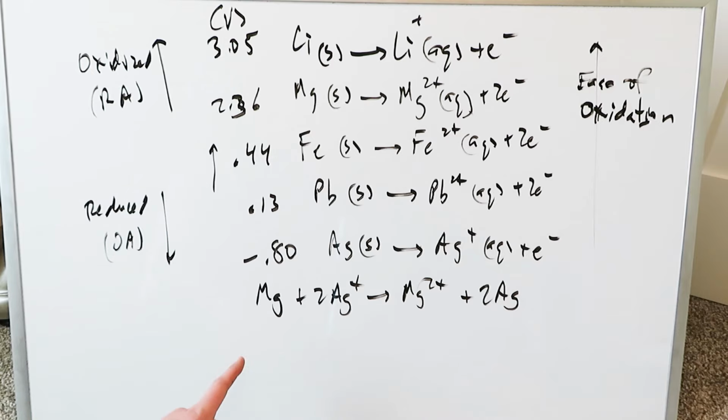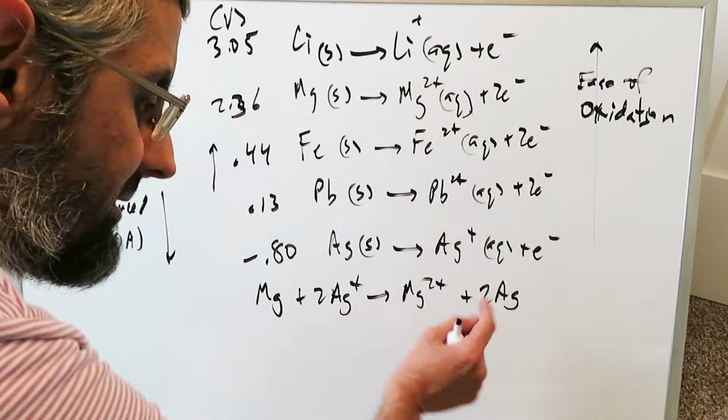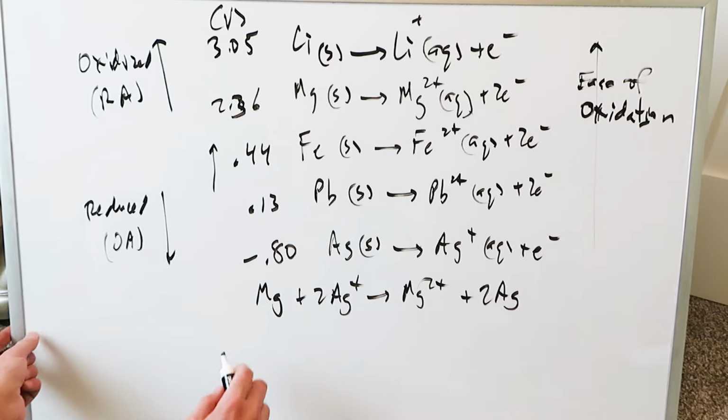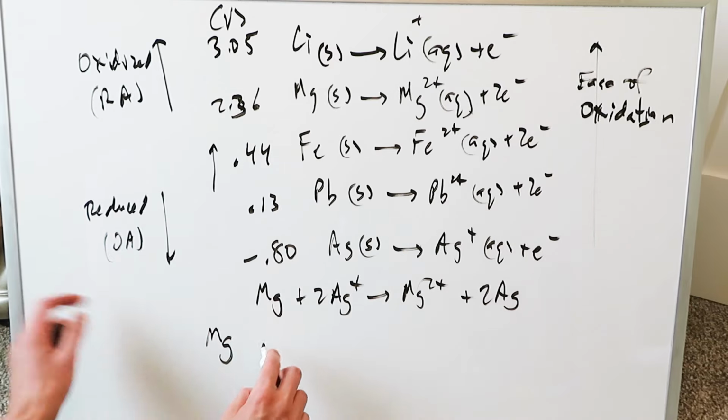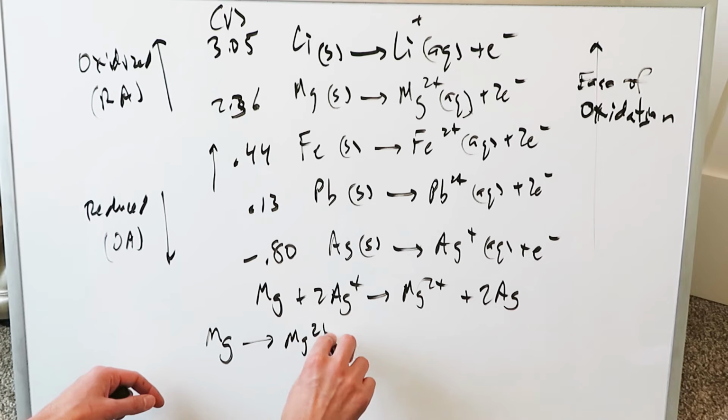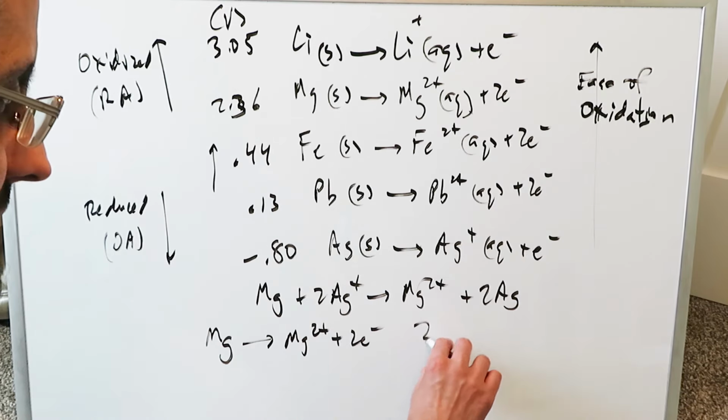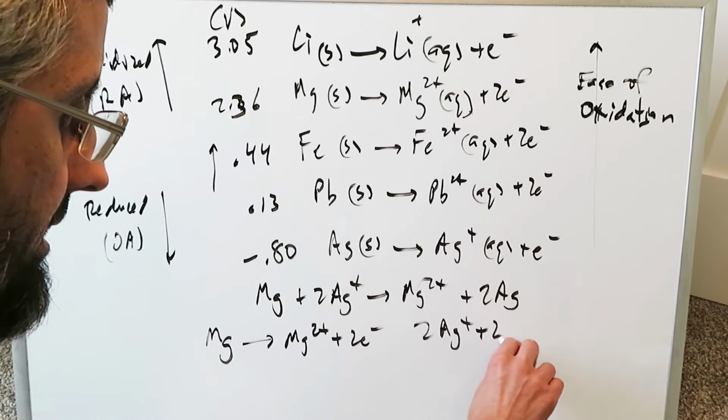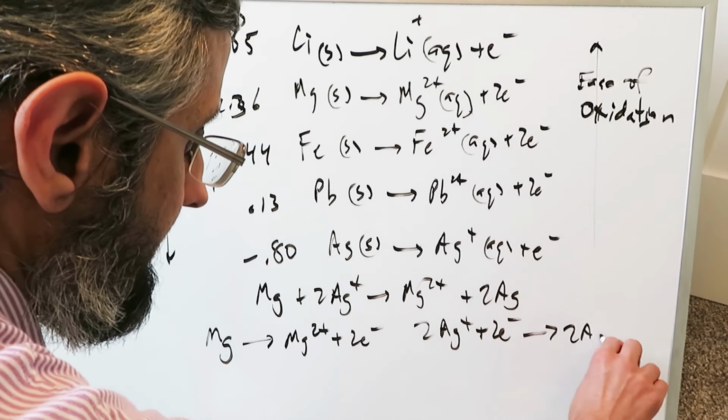We have this magnesium solid reacting with silver cations to give you magnesium cation and silver solid. You have to analyze this. You can break out the half reactions. You have magnesium giving you the cation and 2 electrons. You have a balanced reaction here already provided. You have this with regards to silver.